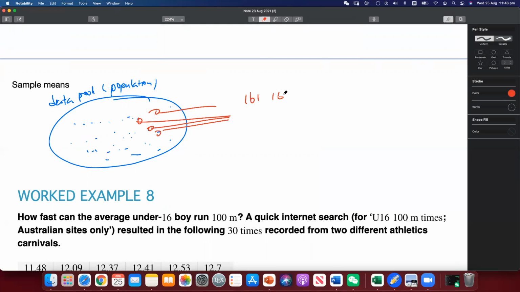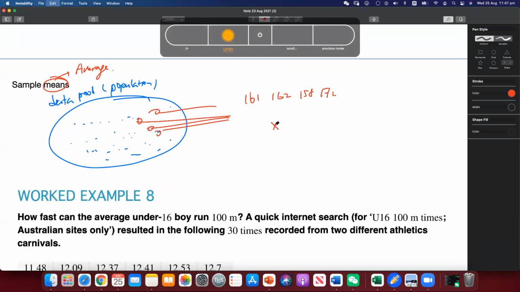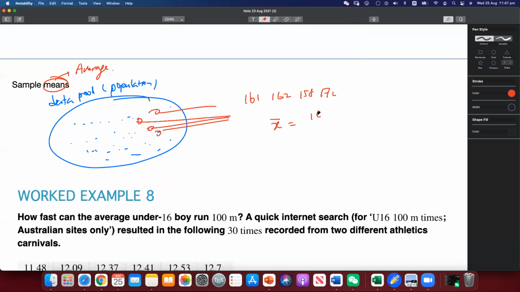161, 162. I'm just making this up. 158, 172. Okay, and your sample mean in statistics, it means average. All right, so the average of these 4 students would be the sum of the numbers divided by the number of students. So we use X bar to mean sample mean. So X bar equals 161 plus 162 plus 158 plus 172 over 4. Okay, so this number is gonna be the sample mean for this group.